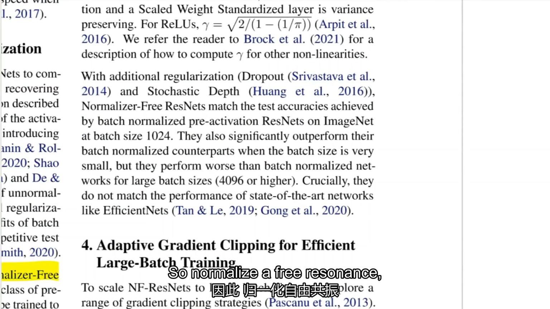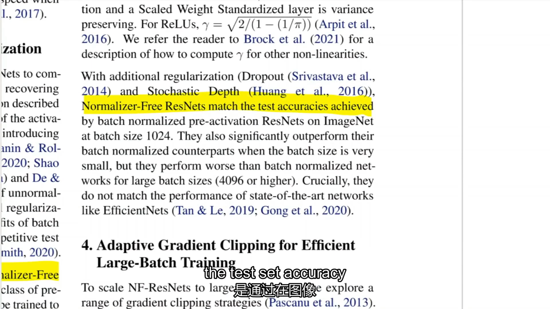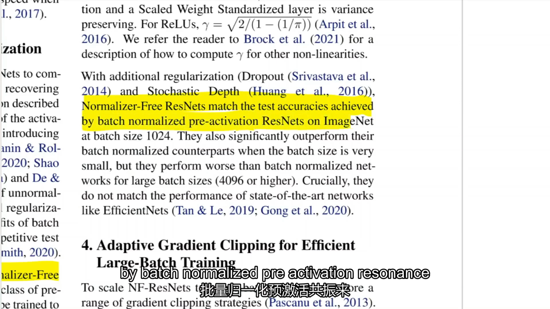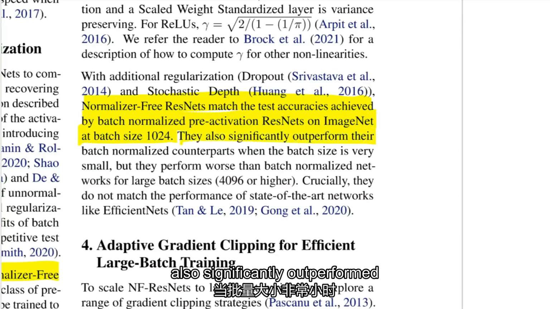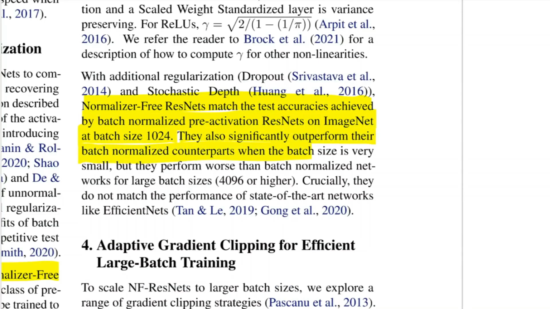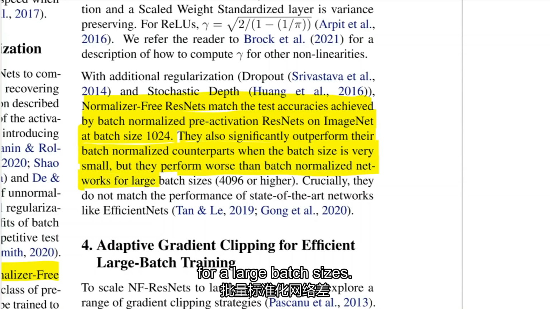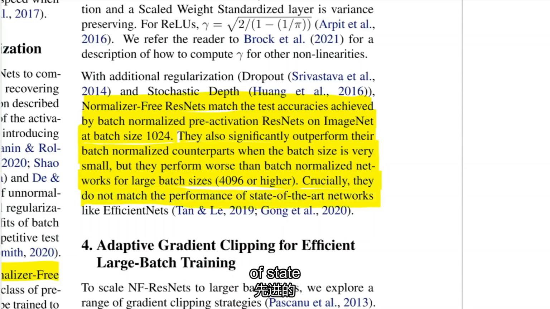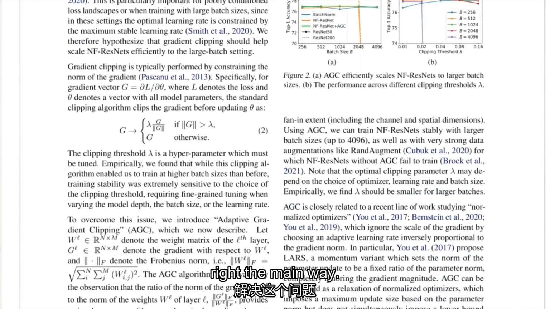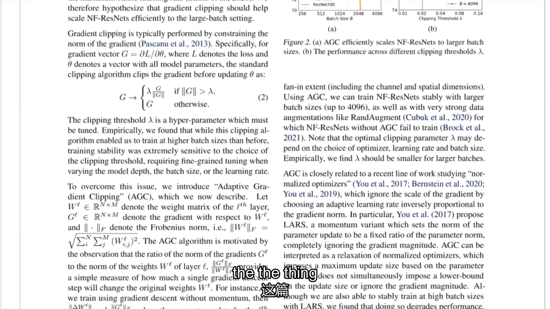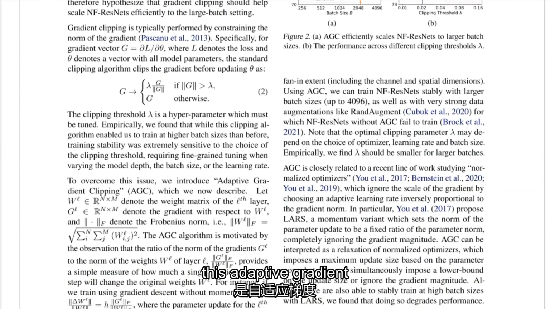So normalizer-free ResNets match the test set accuracies achieved by batch-normalized pre-activation ResNets on ImageNet at batch size 1024. They also significantly outperform their batch-normalized counterparts when the batch size is very small, but they perform worse than batch-normalized networks for large batch sizes. Crucially, they do not match the performance of state-of-the-art networks like EfficientNets, and this paper is going to fix this. All right. The main thing the paper introduces is this adaptive gradient clipping.